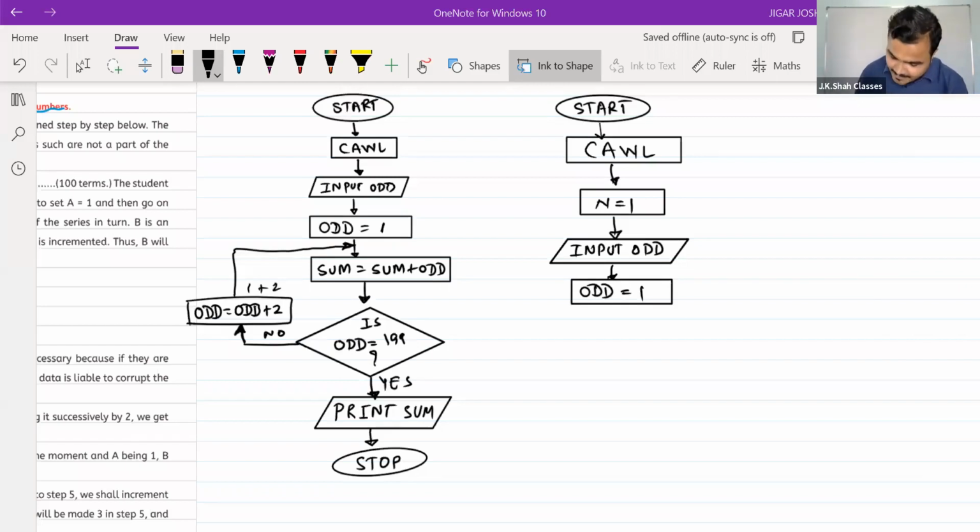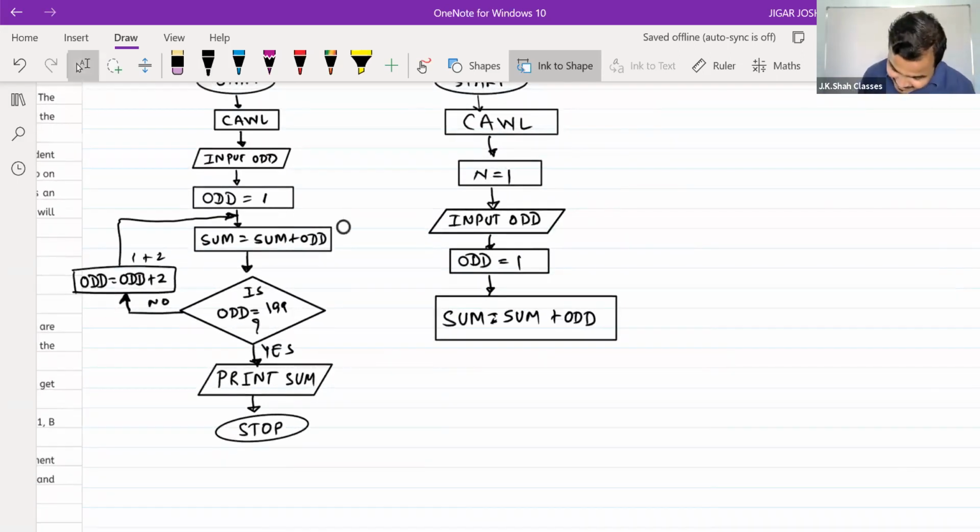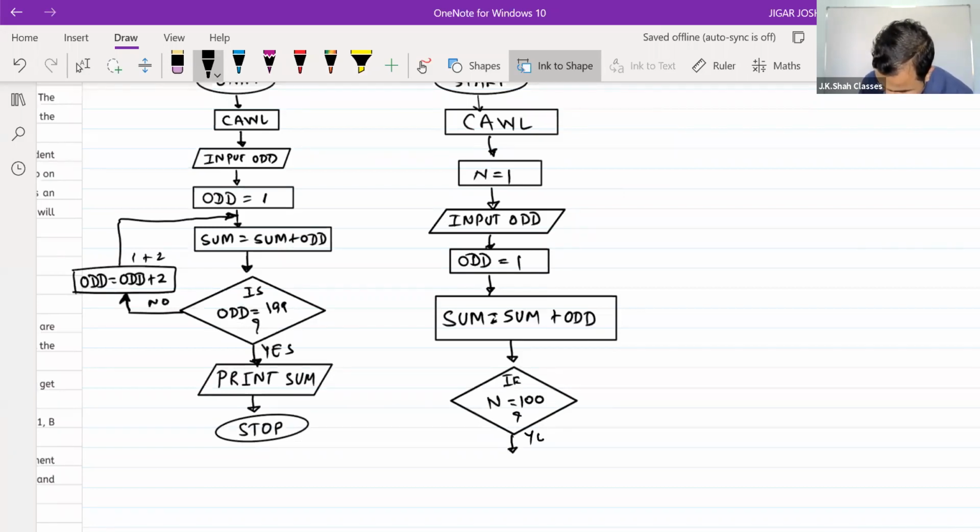Yes, sir. Further, my dear child, same formula. Yes, sum is equal to sum plus odd. Understood? Yes, sir. After this, we want n to reach which number? Sir, 100. So write it down. If n is equal to 100, question mark. Suppose if the answer is yes, then, sir, print sum.